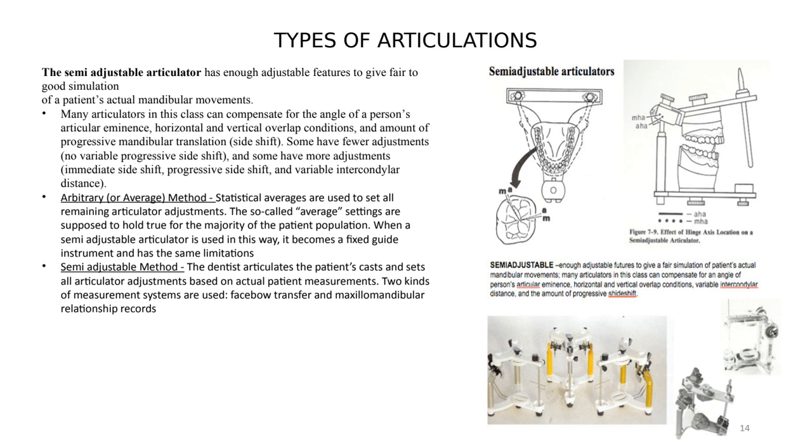So many articulators in this class can be compensated for the angle of a person's articular eminence, horizontal and vertical overlap conditions, and the amount of progressive mandibular translation or side shift, the lateral movement. Some have fewer adjustments, no variable progressive side shift, and some have more adjustments: immediate side shift, progressive side shift, and variable intercondylar distance.